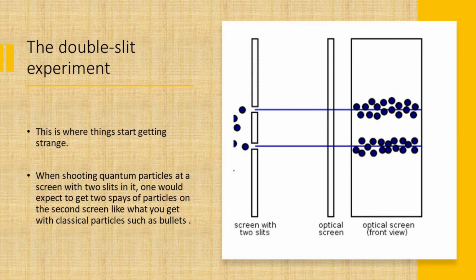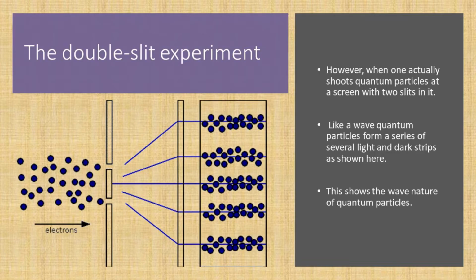When shooting quantum particles at a screen with two slits in it, one would expect to get two sprays of particles on the second screen, like what you get with classical particles such as bullets. However, when one actually shoots quantum particles at a screen with two slits in it, like a wave, they form a series of several light and dark strips as shown here. This shows the wave nature of quantum particles.